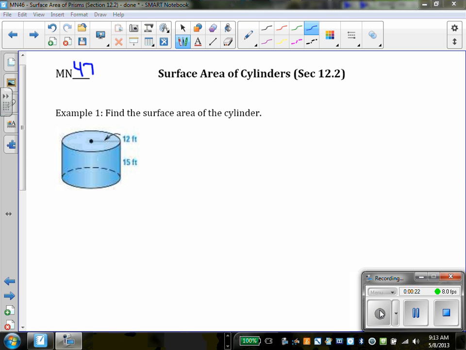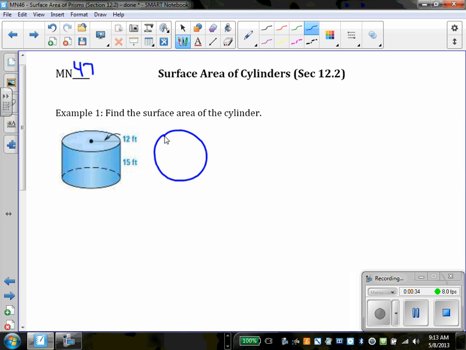Now, if you were to take a cylinder and look at it and want to know the area of the entire surface, the first thing you'll notice is obviously the top and the bottom are circles. And I'm going to draw a circle here. And that represents the top and bottom. And that top has a radius of 12 feet. So if we want to find the area of that top, we have area equals pi r squared. The area is going to be pi times 12 squared. And let's round that to the nearest tenth.